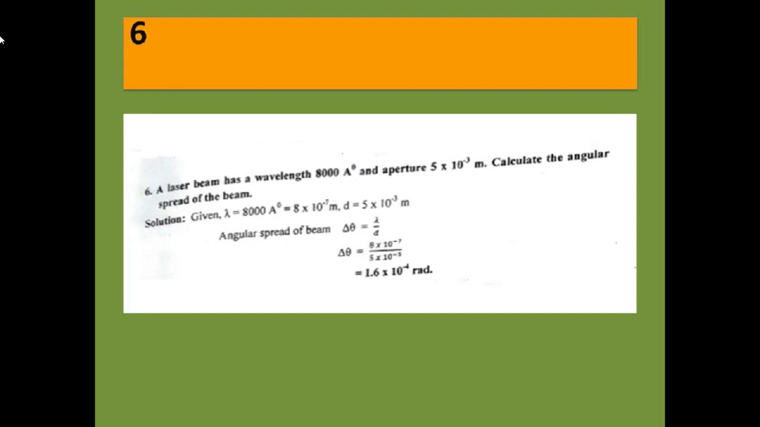A laser beam has a wavelength of 8000 Angstrom and aperture is equal to 5 into 10 to the power minus 3 meter, and we need to calculate the angular spread of the beam. So what is given? Lambda, that is 8000 Angstrom, and that is nothing but 8 into 10 to the power minus 7 meters. And the aperture they give us, that is small d, is equal to 5 into 10 to the power minus 3 meters.